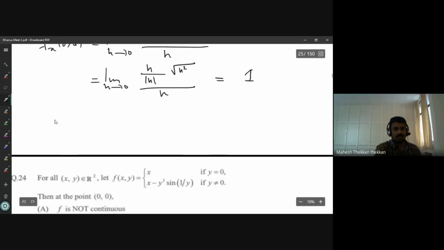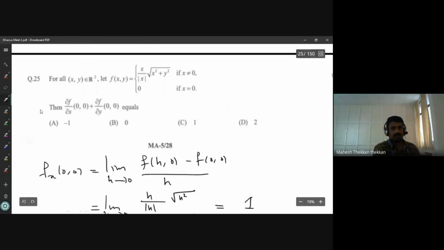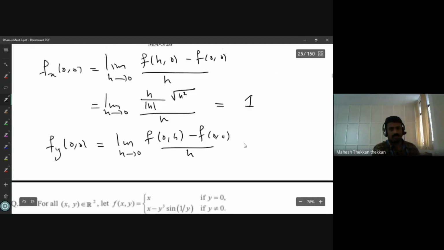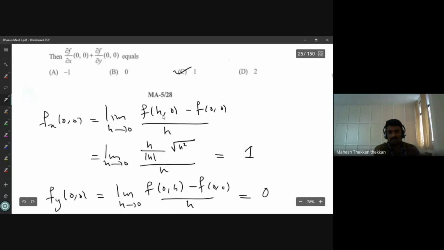Then what about the other one, fy at 0, 0? This is limit h tending to 0, f of 0, h minus f of 0, 0, by h. What is f of 0, h? In that case, x is 0. If x is 0, your function is 0, right? So it's totally 0. This thing is nothing but 0. So what's your answer? Which one is correct? I think option C is correct. Do you understand this? There is nothing more. You just use the definition of the partial derivative. That's all.